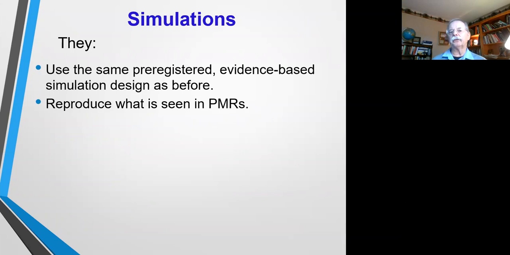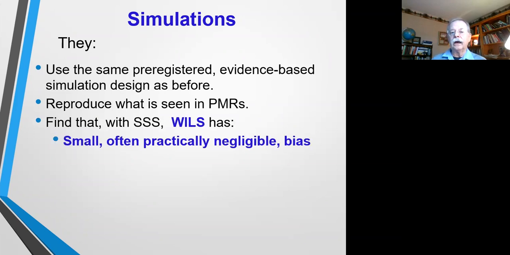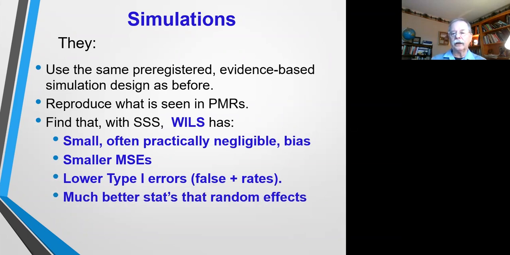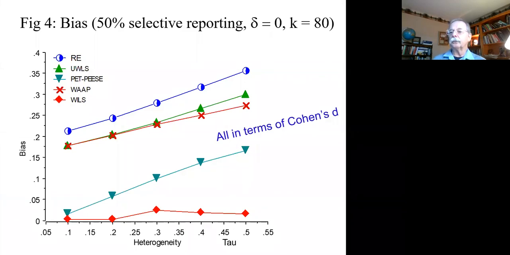So again, simulations is what we want to do. Same simulation designs, pre-registered, evidence-based. Our designs reproduce what we see in these same large-scale pre-registered meta-replications. We find with WILS there's a small, often practically negligible bias, virtually nothing. Much smaller mean squared errors if there is selection for statistical significance, much lower type 1 errors if there's publication bias, much better statistics than random effects. Okay, so some graphs instead of a bunch of tables to show this.